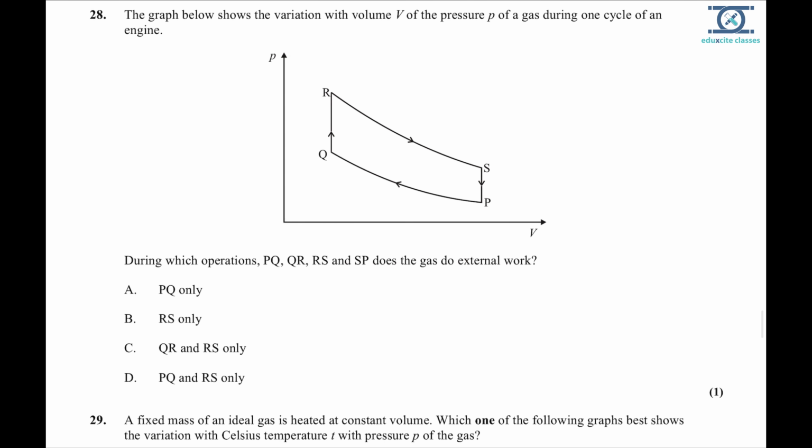Now question number 28, the graph is again for pressure versus volume, with different processes P to Q, Q to R, R to S and S to P in one complete cycle. Does the gas do external work? Again, for the gas to do work, it has to be expanding, and expanding means the volume increases, which happens only from R to S. So option B is the right answer. I hope you get a better understanding of question number 28.